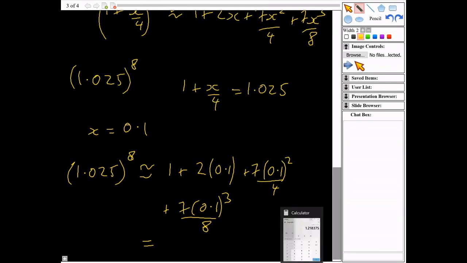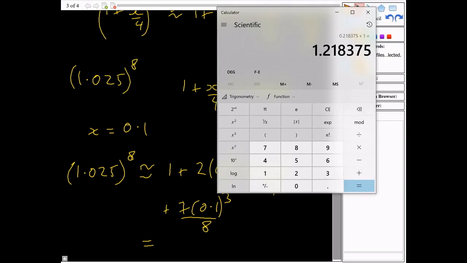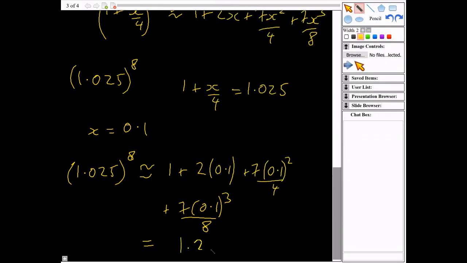So when I work that out with my calculator, I get the answer of, let's just move that where you can see it, 1.218375.